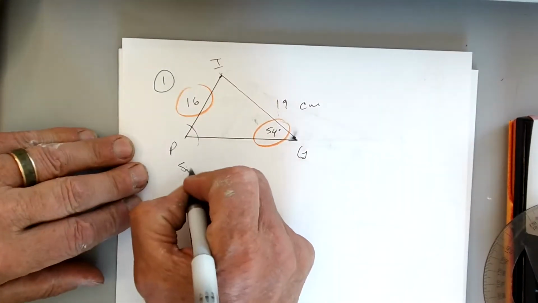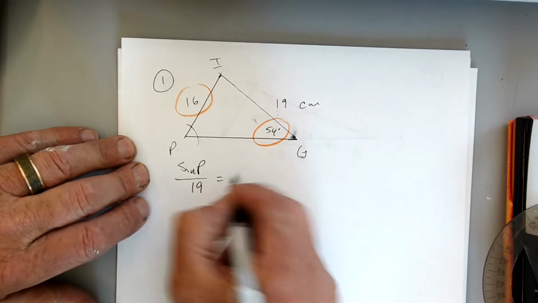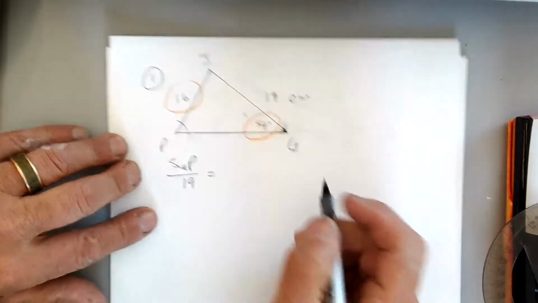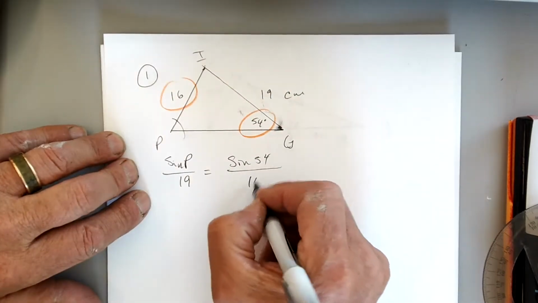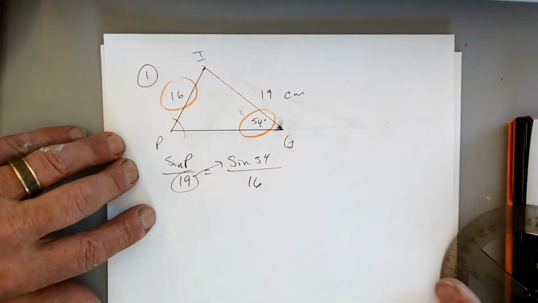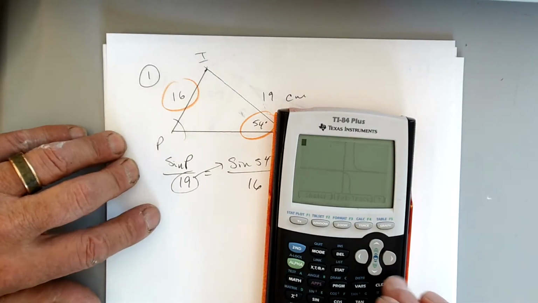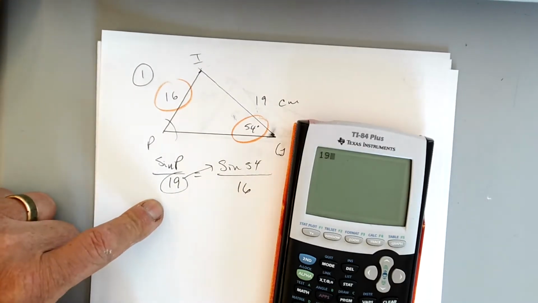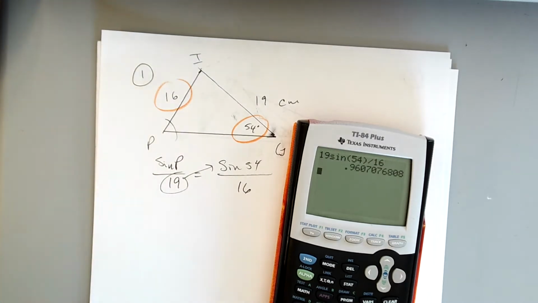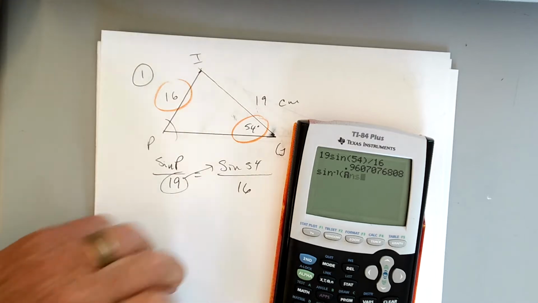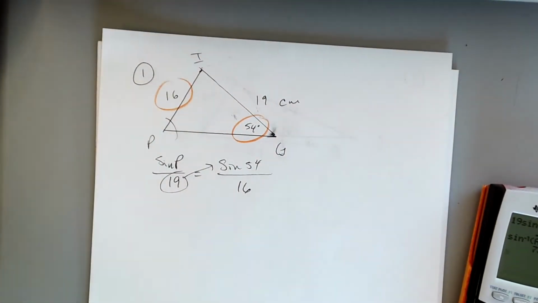I will go sine of P over its opposite side, 19, equals sine of 54 over its opposite side, which is 16. I'll multiply up the 19. Again, if this goes too fast, just pause it. And I'm going to go 19 sine 54 divided by 16. I should get a decimal. I do. Sine inverse, because I'm looking for the angle, and I get an answer of about 73.9. Okay, 73.9.